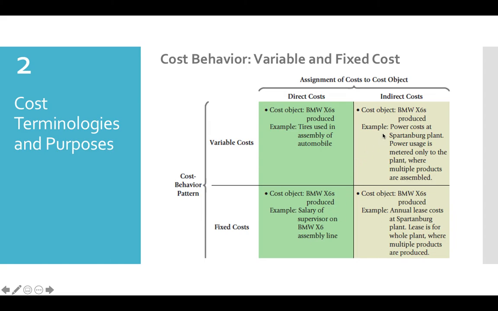And the third cost is indirect and variable cost, which means that we cannot attribute the cost directly to the cost objects, and it also increases when we increase the scale of the production. For example, the power cost in an automobile plant. And the last one is indirect and fixed cost. So the cost cannot be attributed to the cost object and it also doesn't change when we increase our production level. The example of this would be the lease cost or the rent cost of a plant.